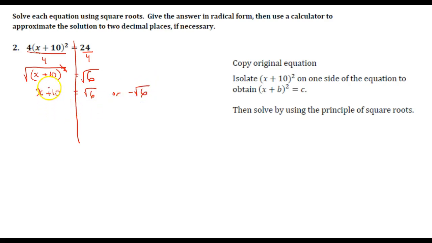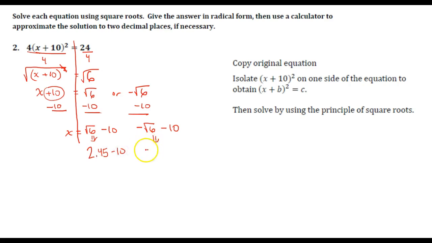We're going to do the opposite of adding, which is to subtract. So I'm left with x equals the square root of 6 minus 10 and the negative square root of 6 minus 10. So I'm going to work this out and figure out what the square root of 6 is. If you're not sure, go ahead and pause right here and square root 6 on your calculator and work that out. So I found that to be about 2.45 if I rounded, or negative 2.45. So I'm going to work this out again in your calculator. Pause if you need to and work each one of these out.